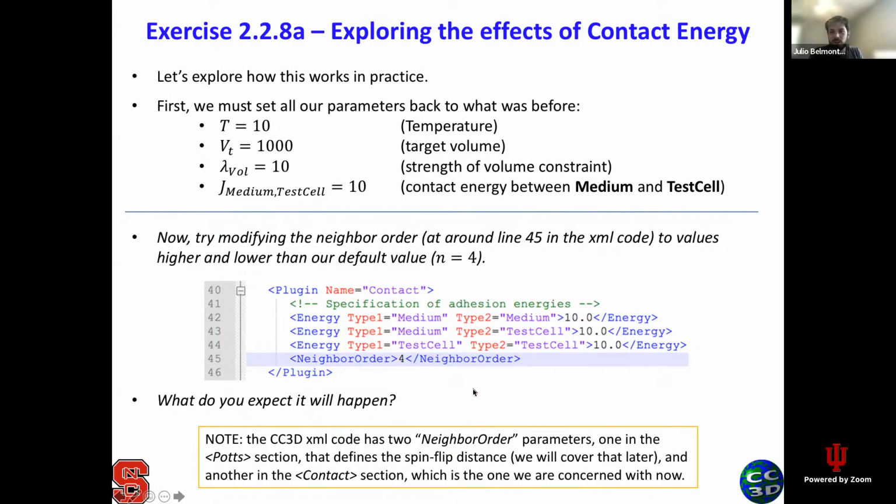So if you make a neighboring order of 1, what do you expect the cell to look like versus a higher neighboring order? Does anyone have an expectation?